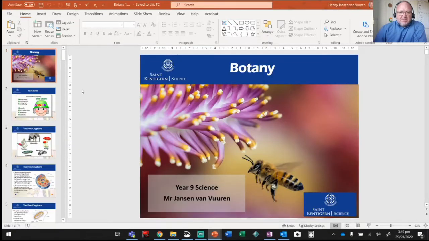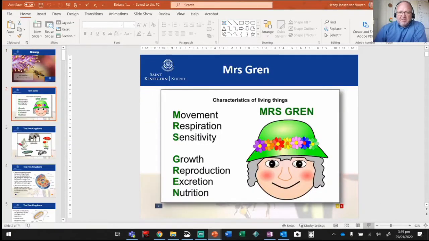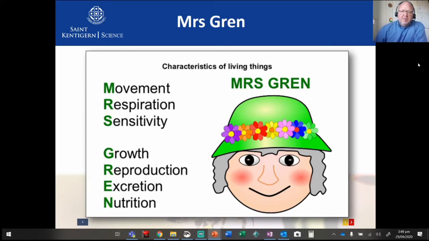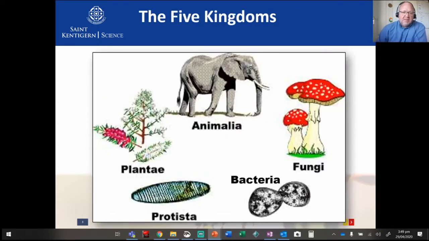We're continuing on the path of botany, just going through what's happening and so forth. Alrighty, so here we go. Just to remind you guys, we talked about what is a living thing and what is a non-living thing, and we based that on Mrs. C. Gren or Mrs. Gren: movement, respiration, sensing, growth, reproduction, excretion, nutrition, and the C is for cells. Okay, and we talked about the five kingdoms of animals, fungi, bacteria, protista or protists, and plants.